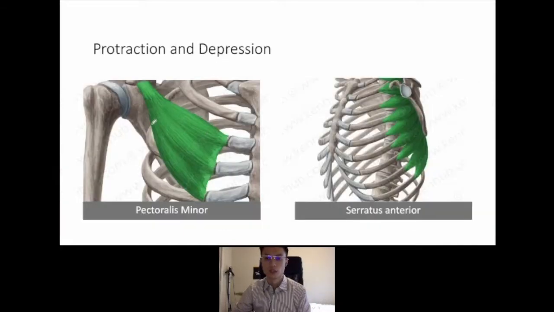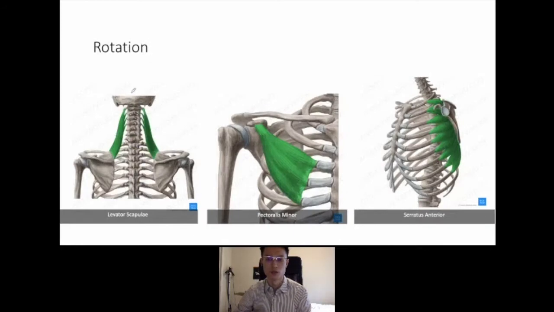The muscles that do these actions are the pectoralis minor and the serratus anterior. So when they contract, they protract and depress the scapula. In terms of rotation, there are two directions the scapula can rotate. Superior rotation means the glenoid fossa rotates upward, and inferior rotation means the glenoid fossa rotates downward.